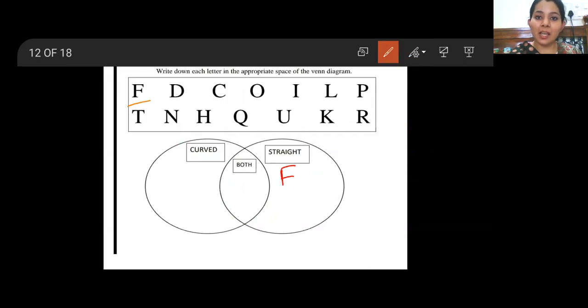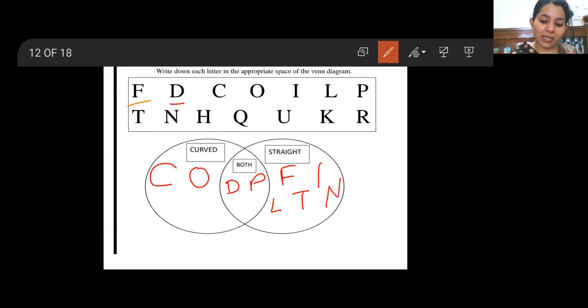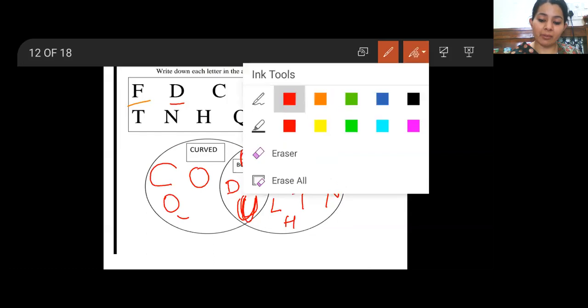Now next is D. So D, I can see there is a straight line and a curved line also. So D is both. Whereas C is purely curved, O purely curved, I straight, L, P has both straight and curved, T straight line, N straight line, H straight line, Q curved. Whereas U is using straight and curved lines both. Whereas K is only straight lines and R is also using both. I hope you have got the right answer, everyone.